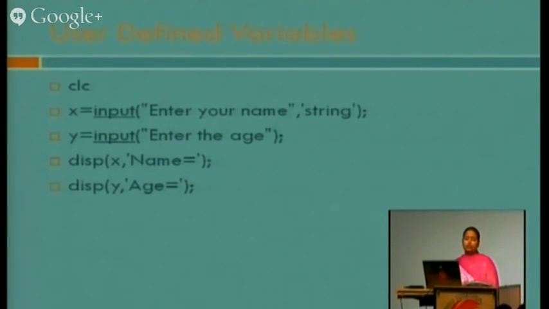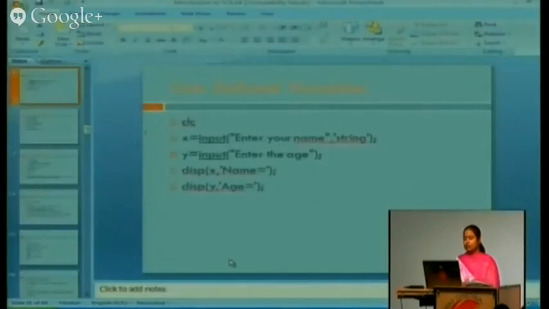Then y is equal to input, "Enter the age", right? Here we haven't mentioned what type of data is going to come. By default, it is numbers. But in case of string, we are writing string. Then whatever is input, process it, then display the output by using the command disp. Clear? So let us do it.